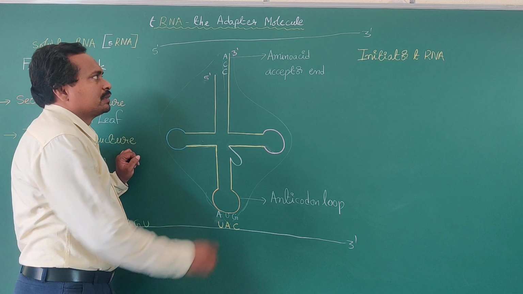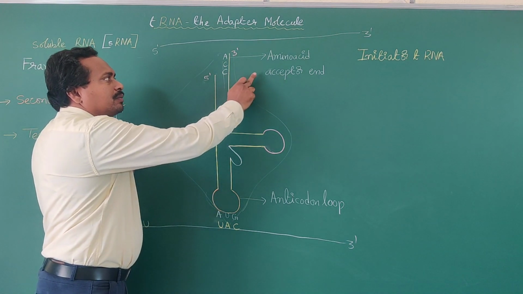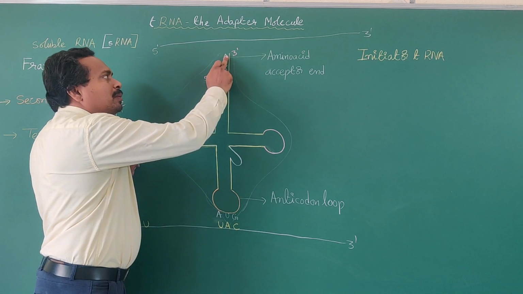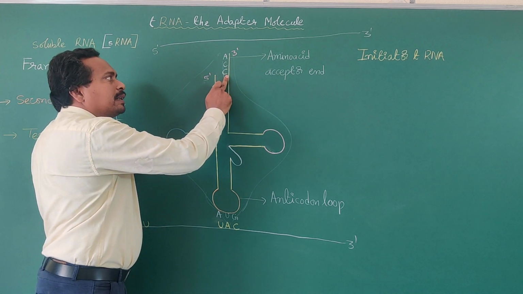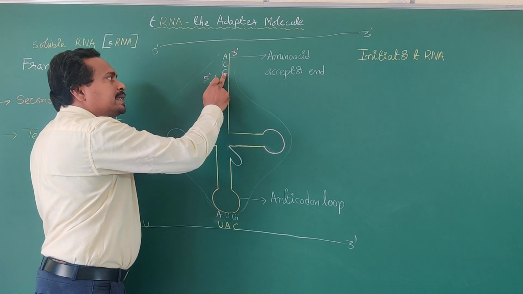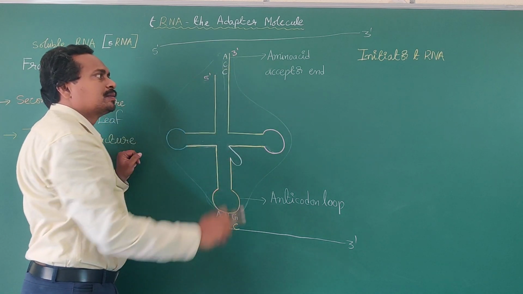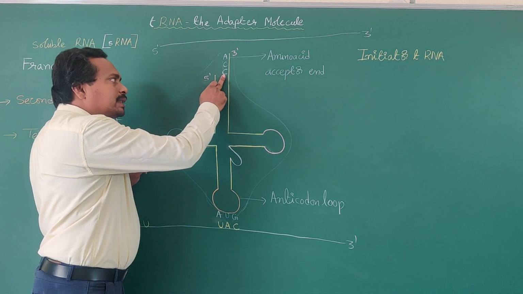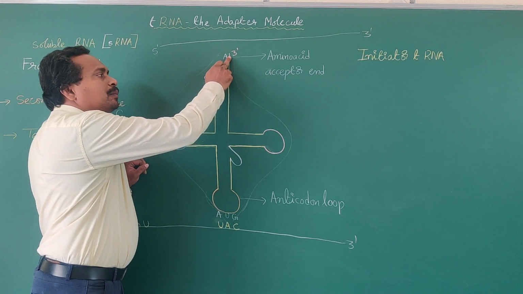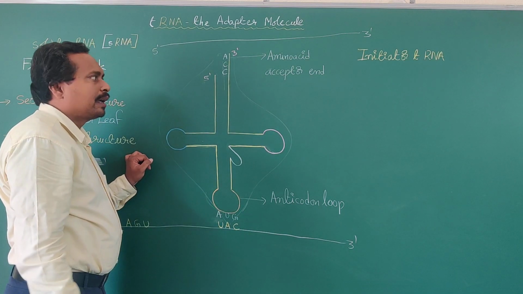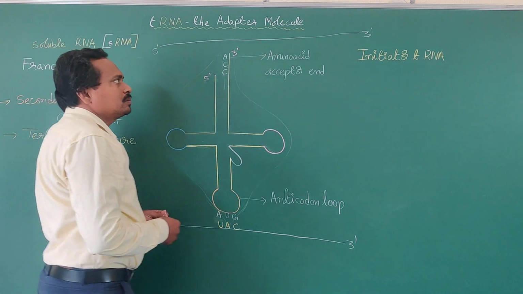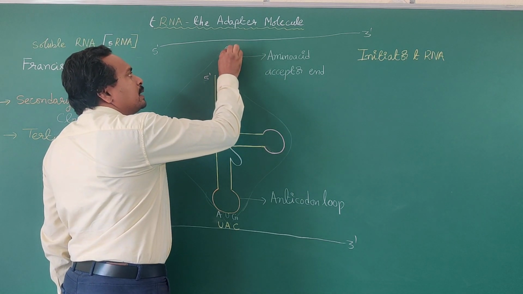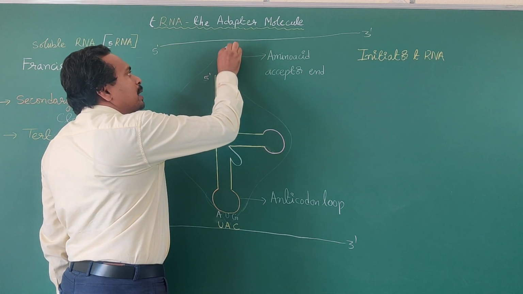The tRNA molecule consists of an amino acid acceptor end. The amino acid acceptor end is also known as the CCA end. Unpaired nitrogen bases are present towards the 3' end of the tRNA molecule. During protein synthesis, the amino acid acceptor end is attached to the amino acid.